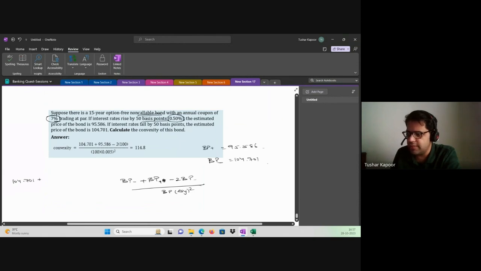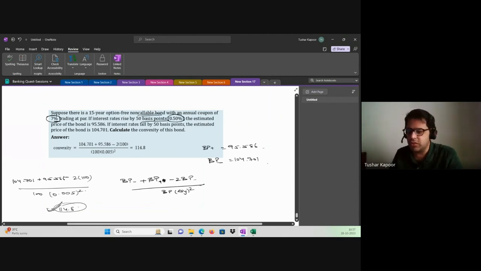So all I have is 104.701 plus 95.586 minus, now nothing has been given, so I'll take this value to be 100, meaning the par value, into change in yield, which is 0.005 square. And once we solve for it, we get an answer which is 114.8. Now the total convexity for this figure is 114.8.